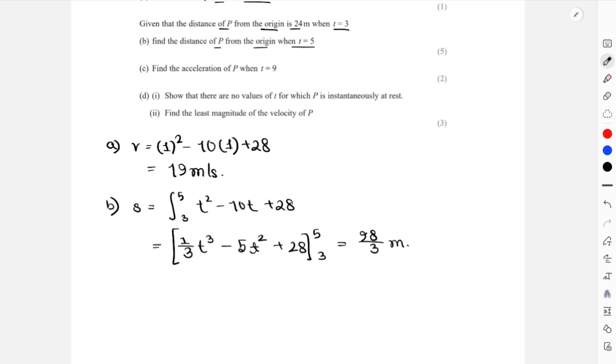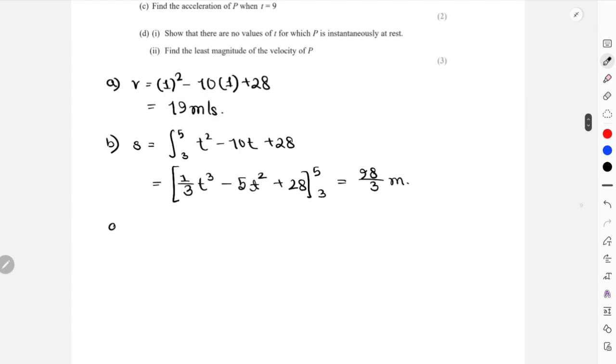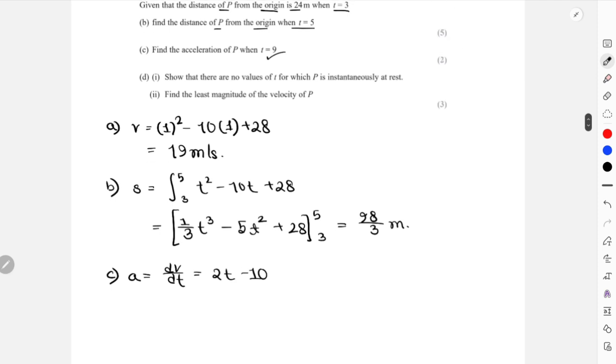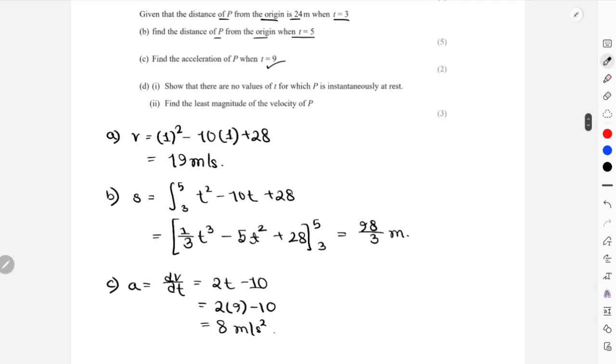After that, again they want to find the acceleration of P when t equals 9. For acceleration you have to differentiate, right? We did this in the previous question also. So for a, this is dv by dt, that will be 2t minus 10. I already know I want to calculate this for t equals 9. So this is going to be 2 times 9 minus 10, that is 18 minus 10, which is 8 meters per second squared. That is the value for the acceleration of particle P when t equals 9 seconds.